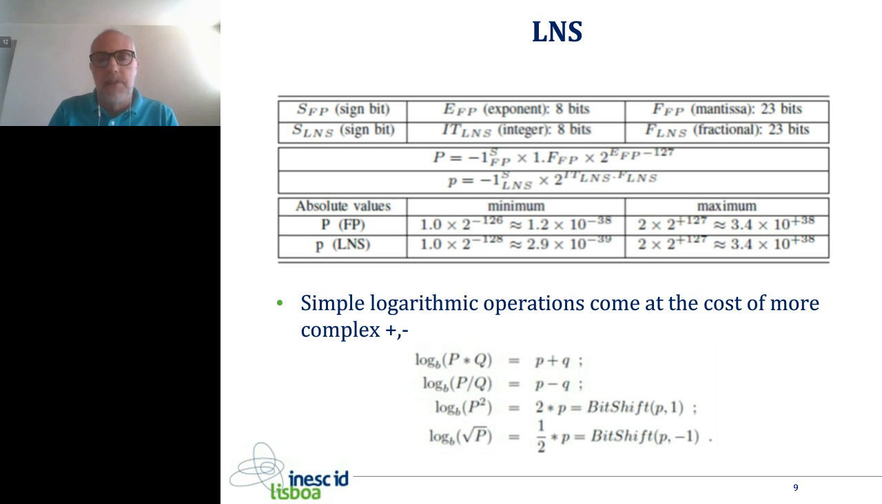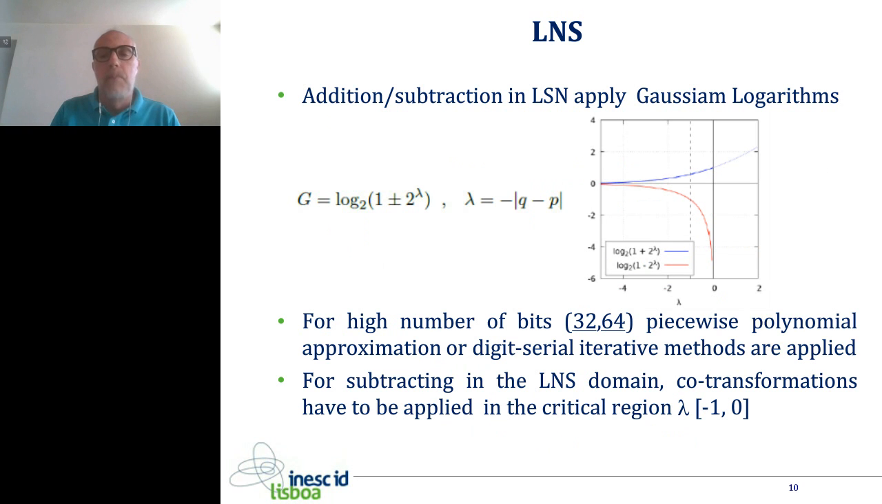So what are the main advantages of this type of representation in terms of arithmetic? When you go to the more complex arithmetic operations, like division, square root, power, even multiplication, you can do them very easily with shift and subtract operations. But you do that at the cost of more complex units for addition and subtraction. Typically, for addition and subtraction, you have to apply the Gaussian logarithms, which is the expression on the left side of the slide. If the base for the logarithmic number representation is 2, you have log 2 of 1 plus or minus 2 to the power of lambda, where lambda is the absolute value of the difference of the logarithmic representations Q and P.